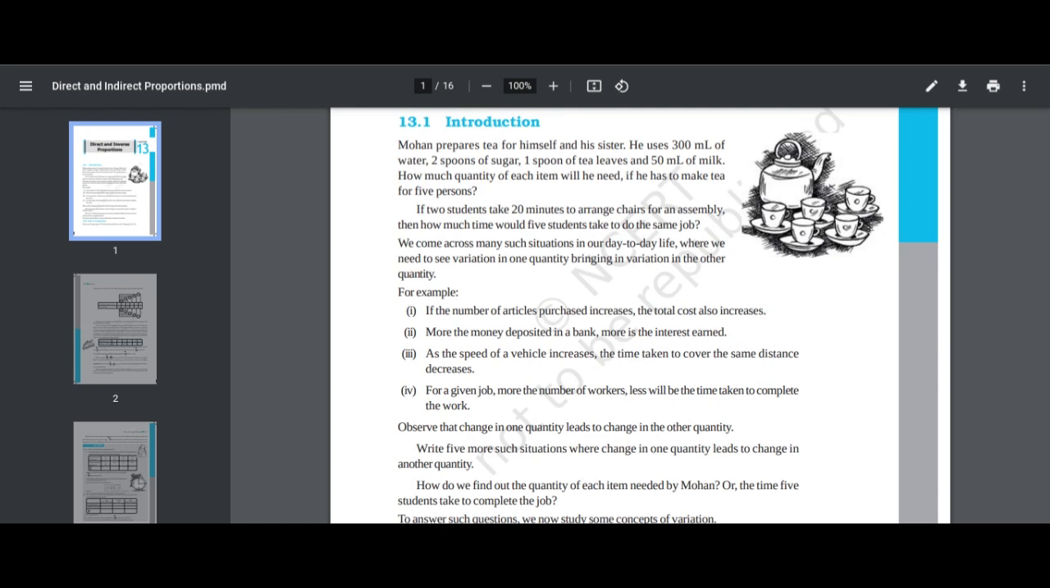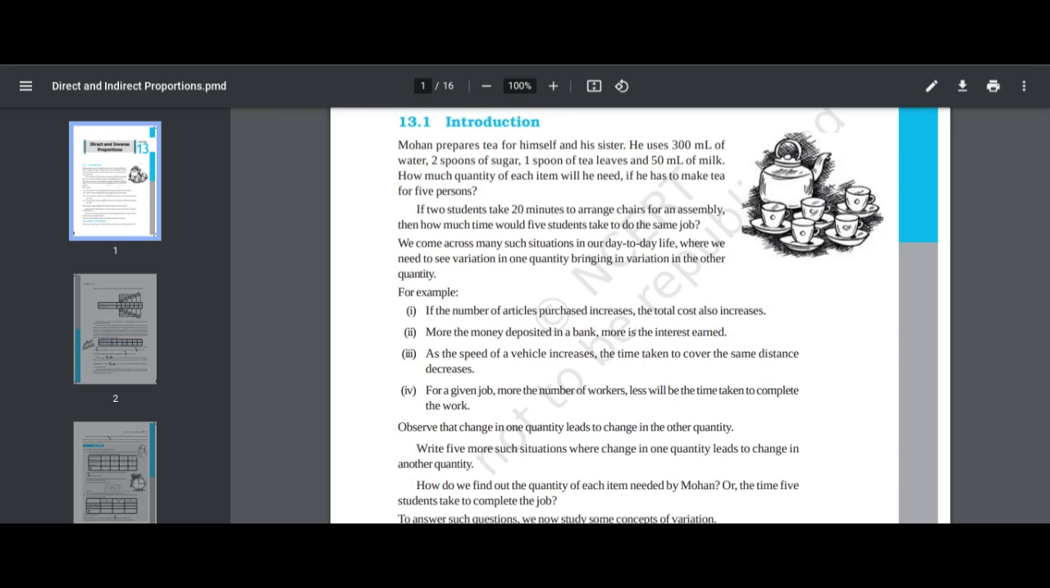Okay. Let's read the question again. Mohan prepares tea for himself and his sister. He uses 30 ml of water, 2 spoons of sugar, 1 spoon of tea leaves, and 50 ml of milk. How much quantity of each item will he need if he has to make tea for 5 persons? So basically for 2 persons, he uses 30 ml of water, 2 spoons of sugar, 1 spoon of tea leaves, and 50 ml of milk. Now the people increase, so he has to increase the quantity of the ingredients to make the tea.